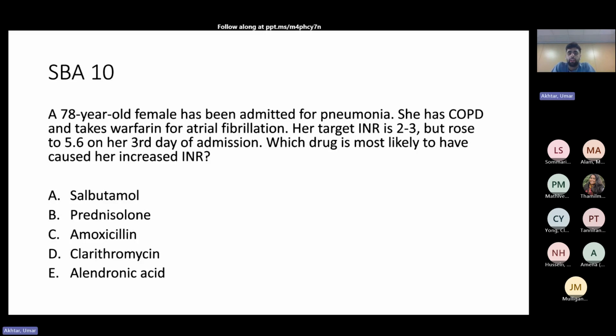Okay, fine. Let's break it down then. First question then that I want someone to answer is, what is INR? What does it mean? What does it measure? What does it stand for? Anyone know what INR stands for and what it means?